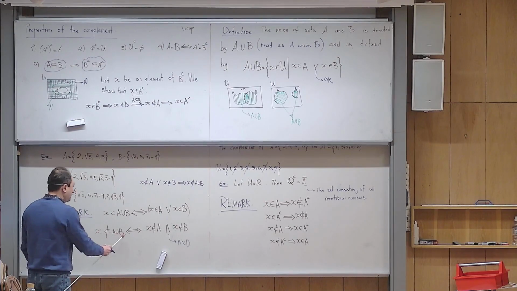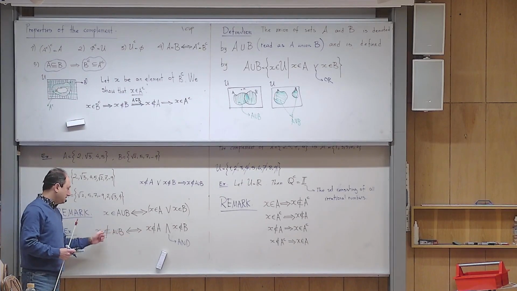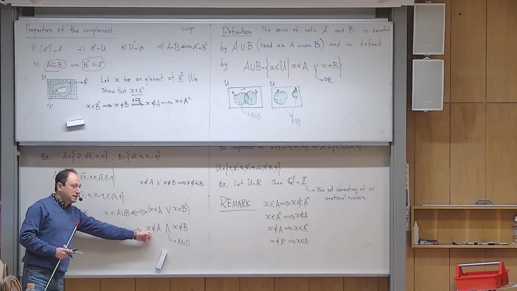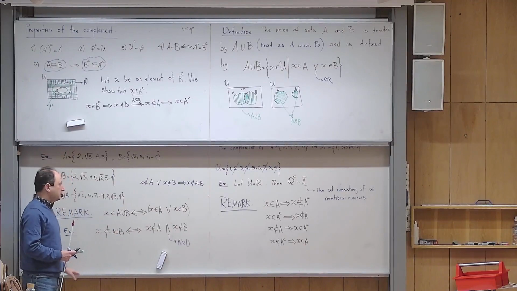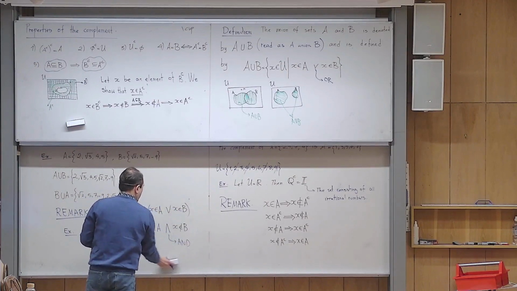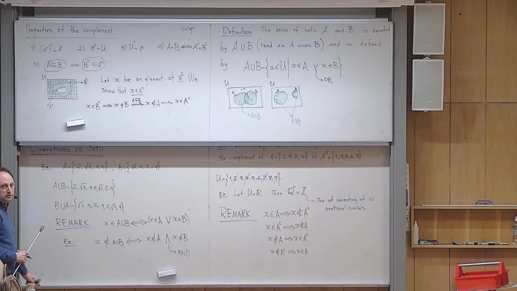Anyway, X does not belong to A union B means X does not belong to A and X does not belong to B. Equivalent means that if you give me this, that is guaranteed, and if you give me these, this is guaranteed. This is the meaning of equivalency. Okay, so let me clean that one now. Any questions here? Yes or no?